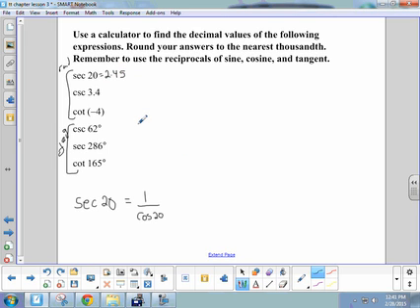For the next one, you would just do 1 divided by the sine of 3.4. And for cotangent, 1 divided by the tangent of negative 4. Let's go ahead and do one of the degrees. Let's do the cosecant of 62 degrees. Well, that would be 1 divided by the sine of 62.